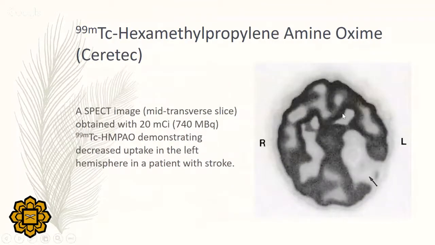Okay, this is the image that you get with the SPECT. This is a mid-transverse slice, so it shows the left and right brain. You can see that there is a decreased uptake in the left hemisphere. This is a patient with stroke. There is some damage of the brain tissue on the left side due to the stroke. You can see a very decreased uptake of this particular pharmaceutical. So you know that brain tissue damage actually happens due to stroke. You can see it's also around this side.